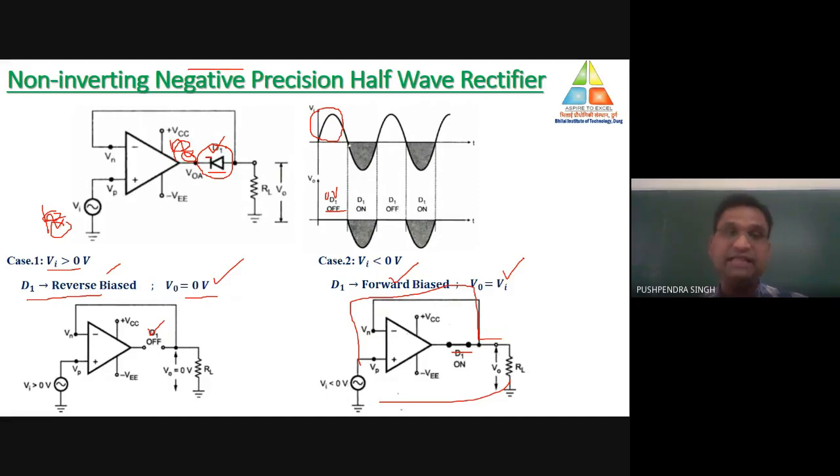But if there is a change, that means the negative terminal of the diode is connected with positive voltage, or the positive terminal of the diode is connected with negative voltage, the diode will go into reverse biasing condition. And whenever the diode is in reverse biasing condition, the value of output voltage is 0. So you only need to concentrate on this point. If you remember this point, you will always get the right answer. So this is all about the non-inverting precision half wave rectifier circuit.